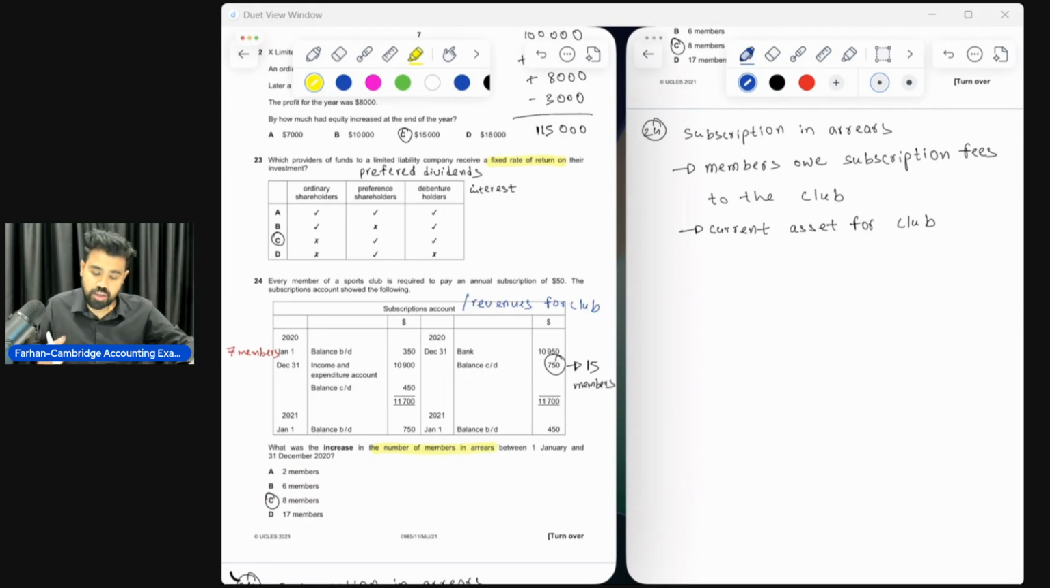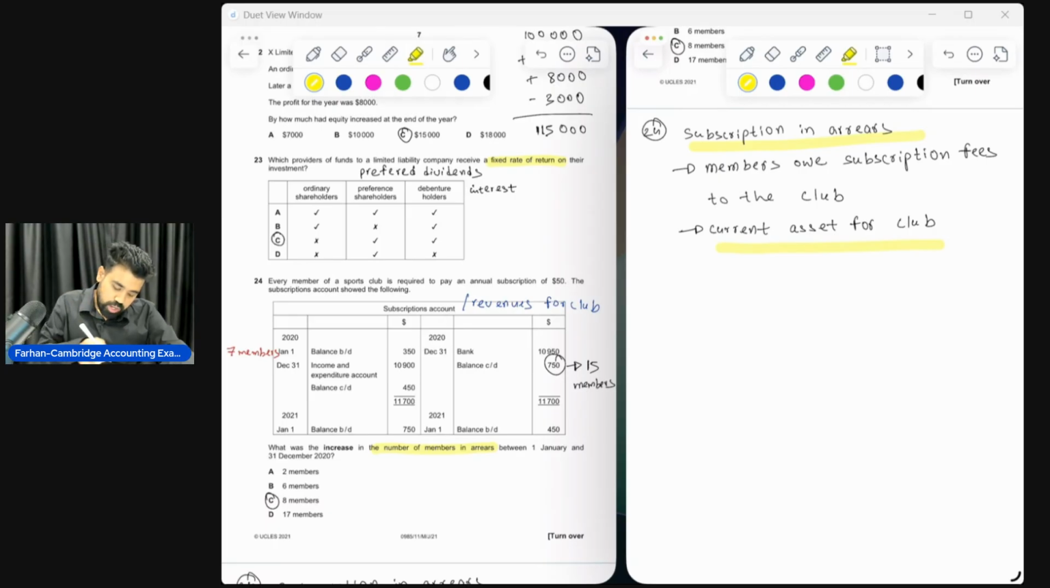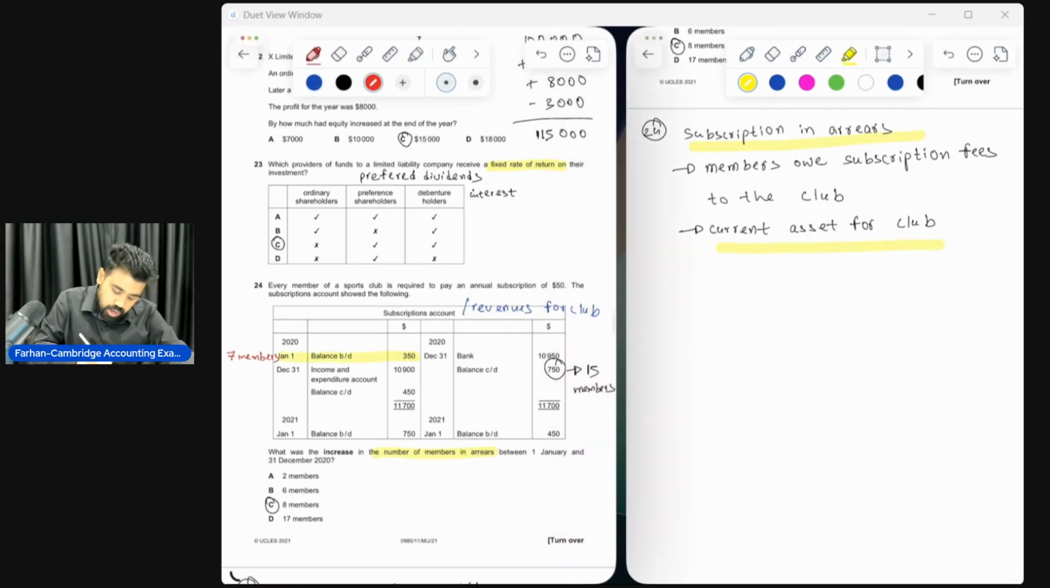Let's first understand what is subscription in arrears. Subscription in arrears refers to members who owe subscription fees to the club for benefits or facilities that these members have already enjoyed in the previous financial year. And this is therefore a current asset for the club because the club expects to receive this amount from the members. So starting at 1 Jan 2020, you can see that we have an opening balance of 350 on the debit side. That is definitely an asset because all assets must have an opening balance on the debit side.